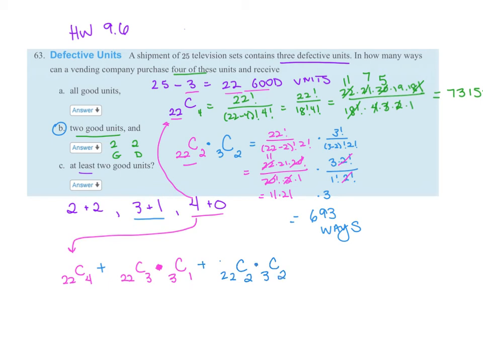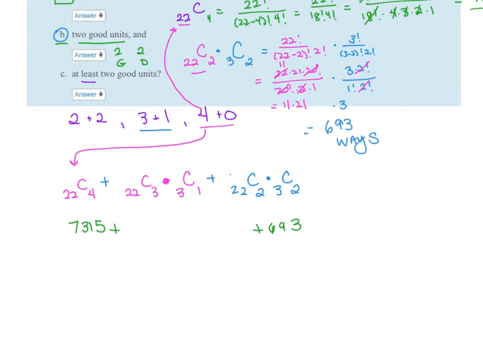What's nice about this is we did do some of the work. So 22 choose 4, that was A, and we know that result is 7,315. Now 2 good units and 2 bad units, that's B, and that is 693. So we have that information. The only thing we need to do here is the middle part.